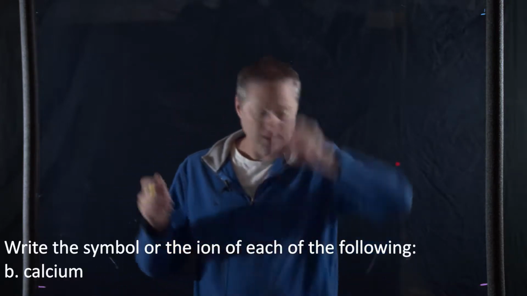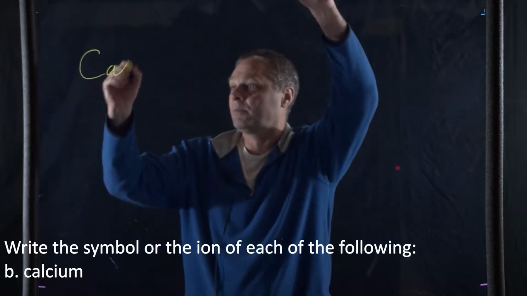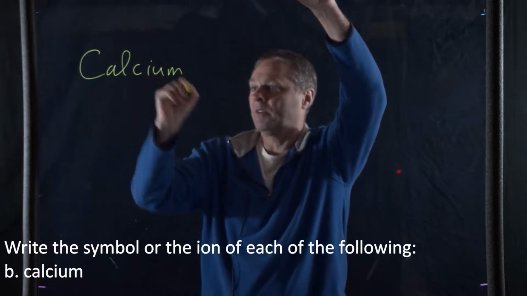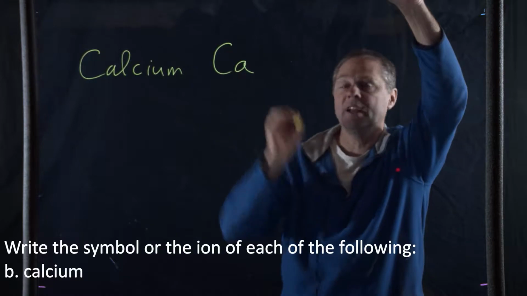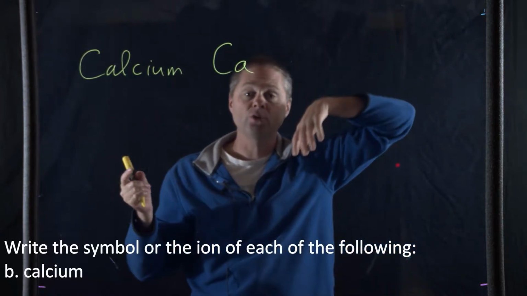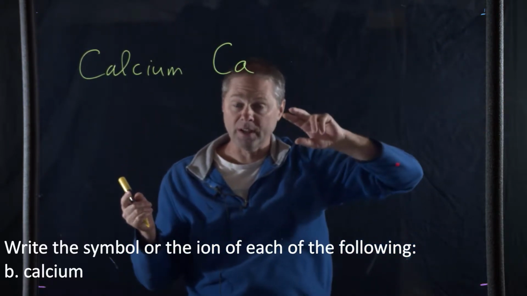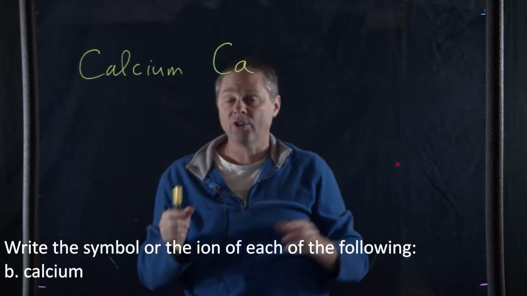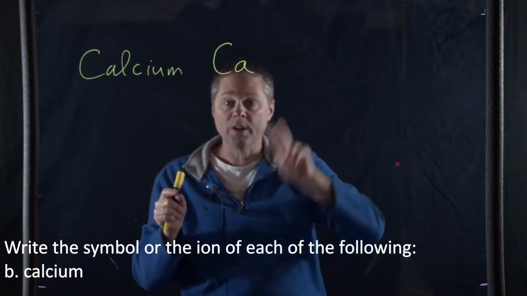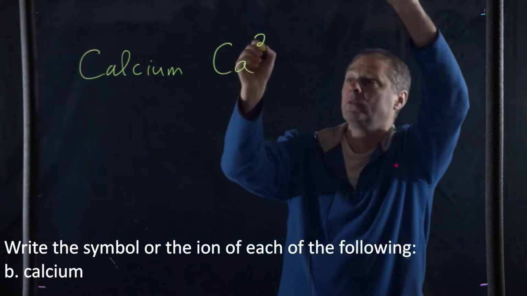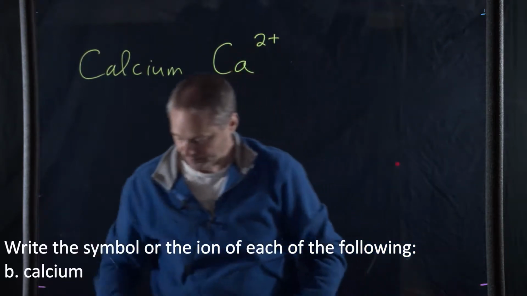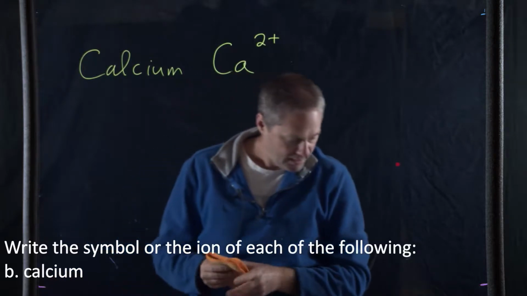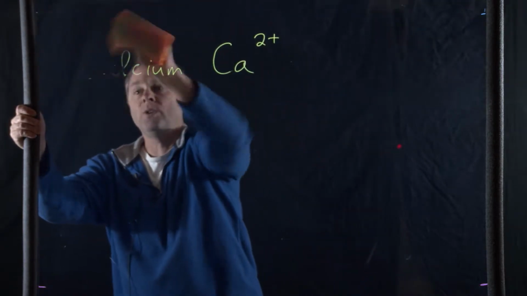So this one asks us to look at calcium. All right, calcium is going to be in the 2nd group. Its symbol is going to be Ca. Since it's a metal, it's going to give up electrons. If it gives up electrons, it will become a positive charge. Since it's in the second group, it will give up 2 electrons, and thus it will be a calcium 2 plus cation.